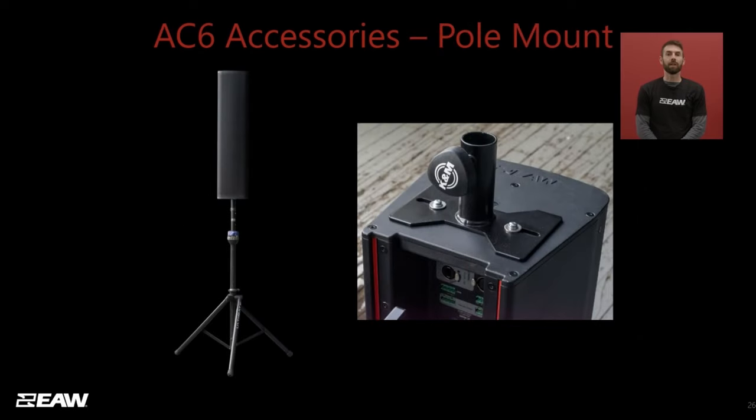Taking a look at the pole mount, using a K&M adapter, it's as simple as removing two bottom screws from AC6, then attaching the mount using provided screws with the adapter. From there, the adapter will fit on all common speaker stands. There's currently no solution for mounting two AC6 on a pole, but this is something we're working on.